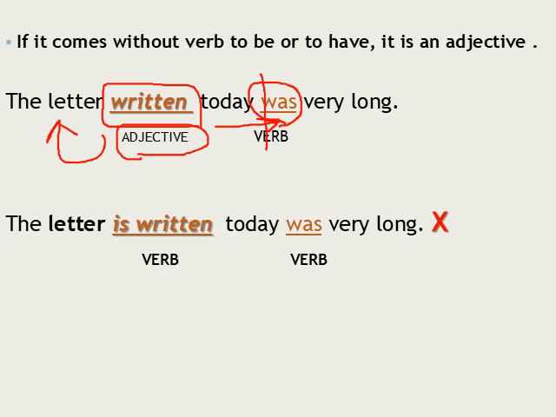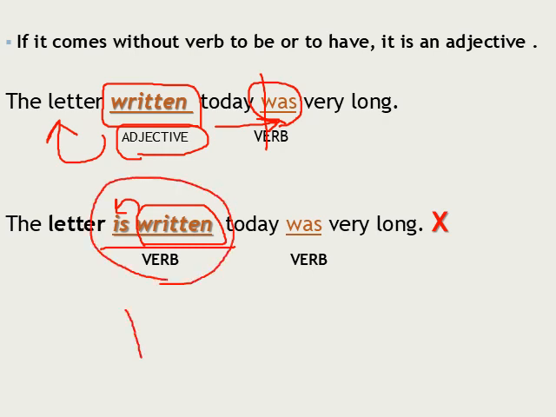Fine. Now look at this sentence. The letter is written today was very long. Okay, now here is written. Here we have the past participle, which is written, and as you can see it is accompanied with verb to be, which is. So in this case is written is a verb.